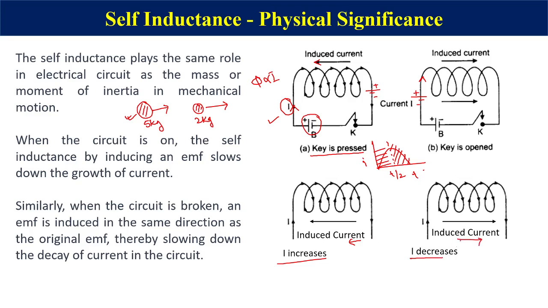So that is why it sort of gives you an inertia, in the sense that it neither wants to increase the current nor wants to decrease the current. That's a kind of electrical inertia. That is why we say that self-inductance plays the same role as mass or the moment of inertia in mechanical motion, right? It has almost a similar role. So that's the physical significance: self-inductance is nothing but an electrical inertia.